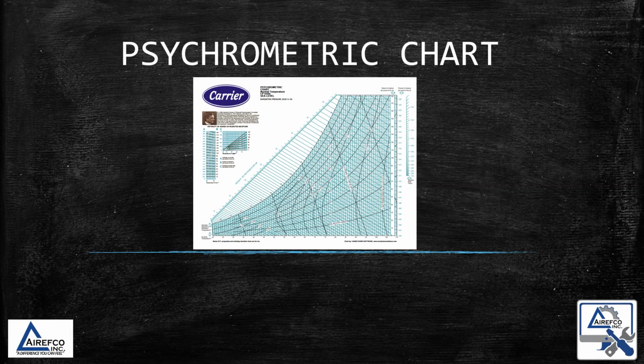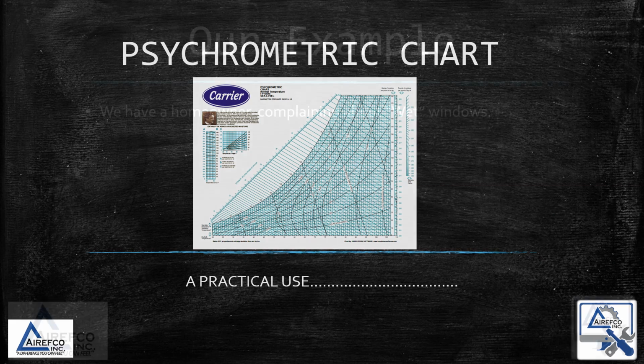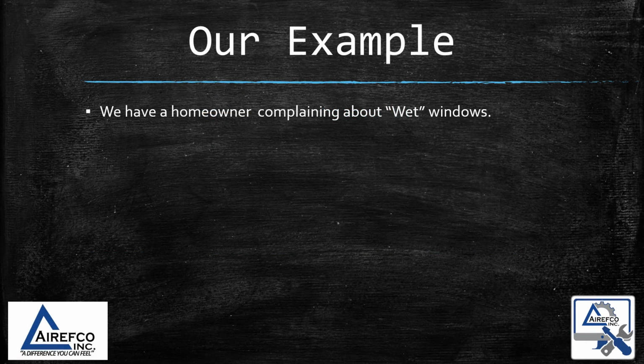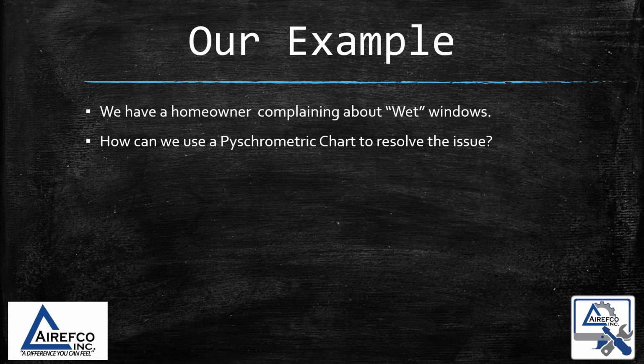The psychrometric chart, a practical use. In the example we're going to look at in this tech tip, we have a homeowner complaining about wet windows. How can we use a psychrometric chart to resolve the issue?